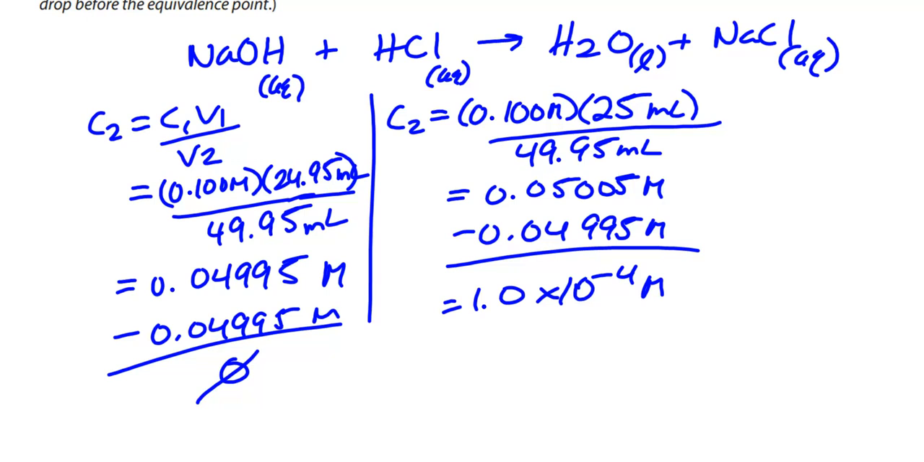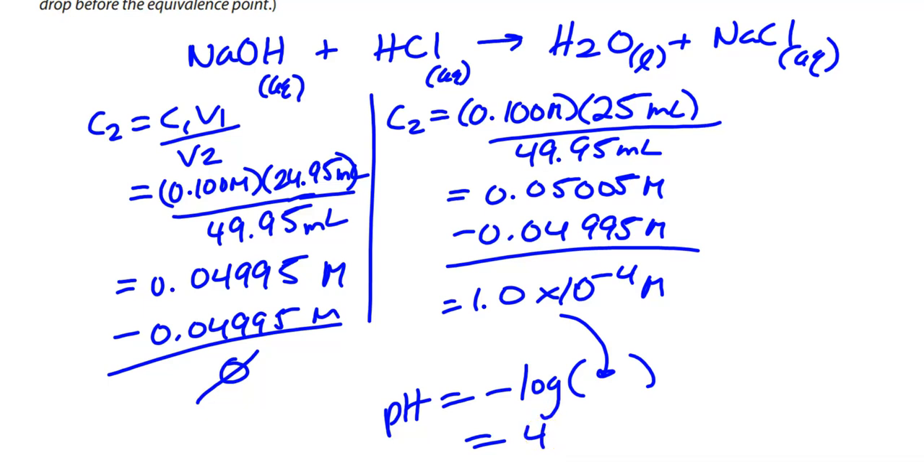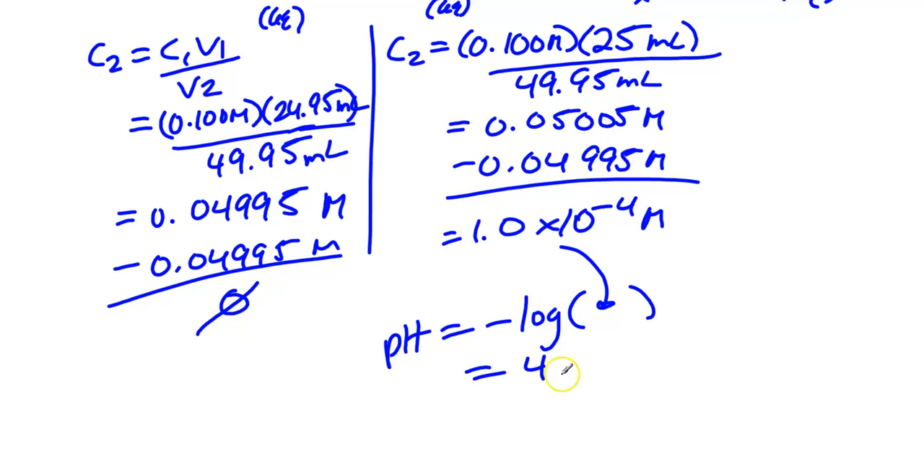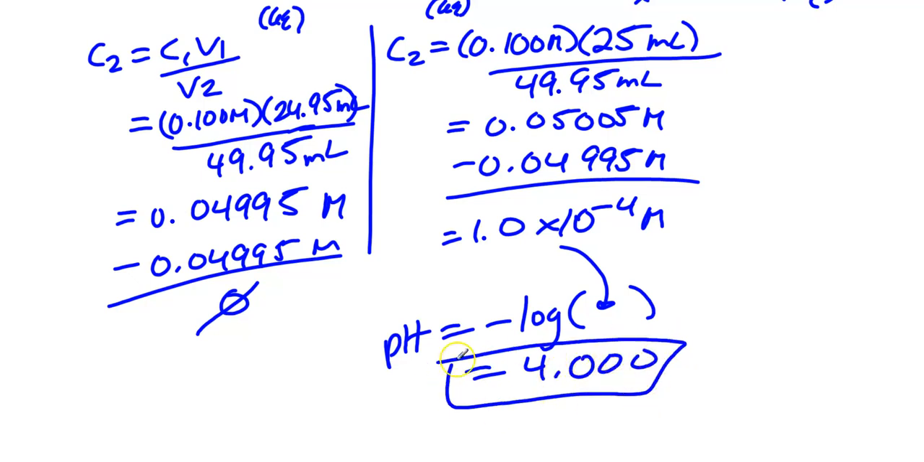Once we know what's remaining in solution, we don't have any equilibriums to deal with, so our pH value is going to be equal to negative log of that, which is 4. Now sig figs here, what do we got? 3. So we need 3 decimal places for pH. There you go. So strong acid, strong base.